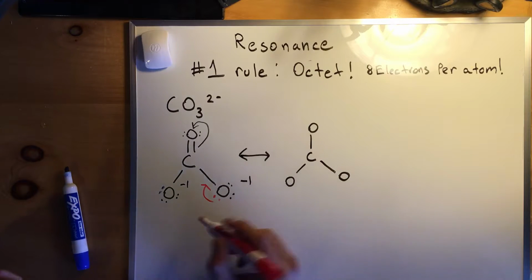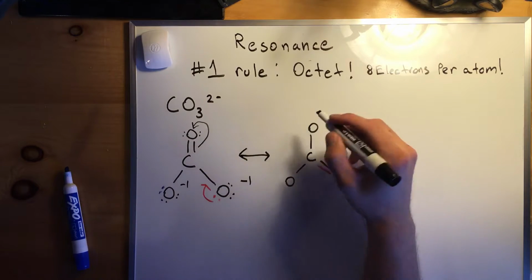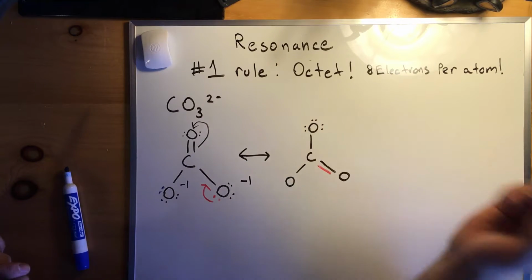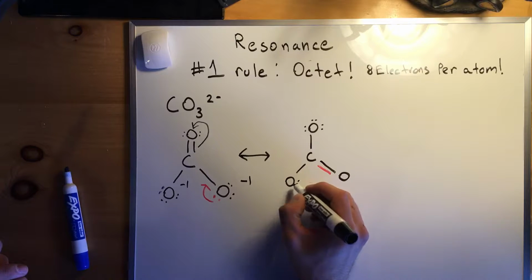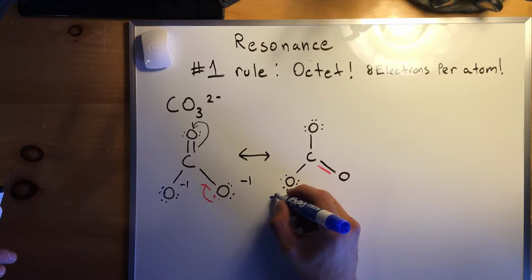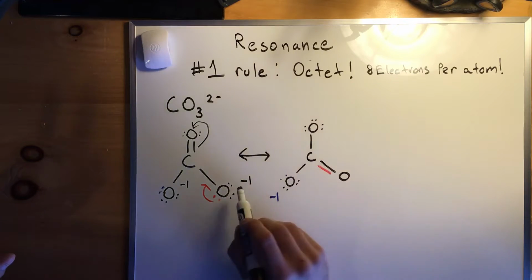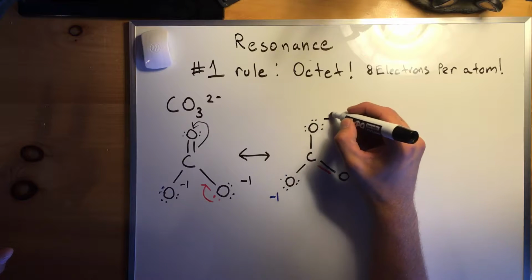Now, based on my arrows, I know, well, that went to there. These electrons went here, and then these guys stayed the same. This retains its -1 charge, and this -1 charge actually bumps up to the top.